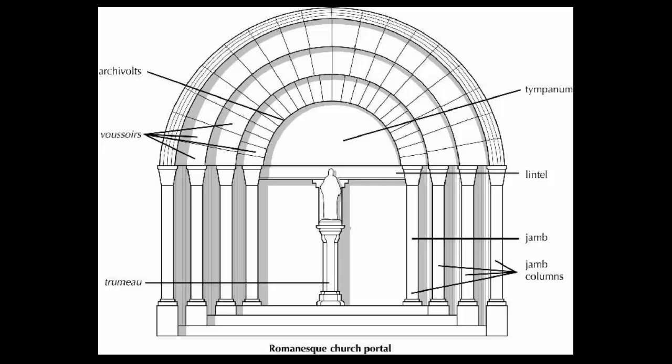Large-scale carved biblical figures were rare before the millennium. Sculpture was placed around the door, not so much on the door itself. The symbolism of the door was that Christ is the door to salvation. Parts of the church door were regularly decorated, including the tympanum, the voussoirs which form the archivolts, the lintel, the trumeau, and the jambs.